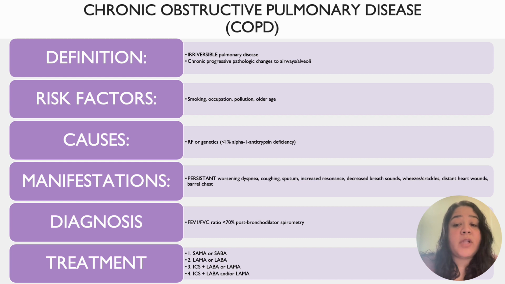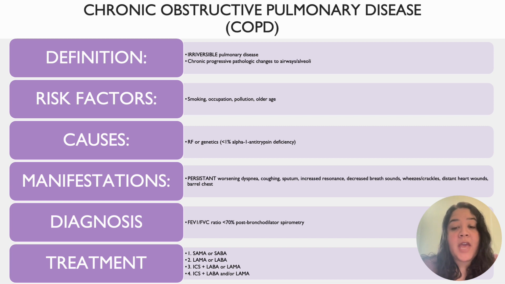COPD is more generally composed of 2 disorders, emphysema and chronic bronchitis. We used to really differentiate between the 2. However, now we know that they both usually co-occur. So that's usually how we define COPD, righty?